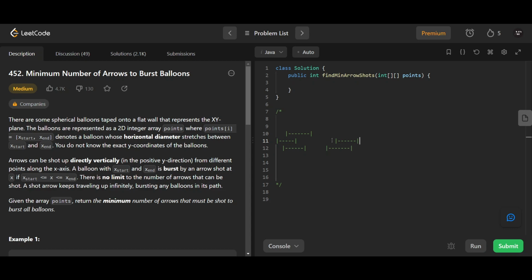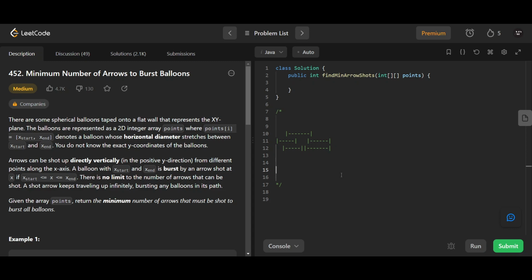Now it could also be possible that it's something like this, and then maybe bring this closer, something like this. Now, if a balloon is already burst, then you wouldn't want to, basically this one is intersecting with both of them, but there needs to be one arrow here and another arrow here to burst them. This is definitely an interesting problem.